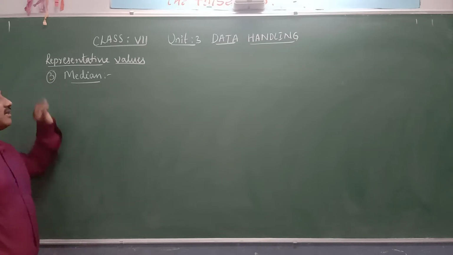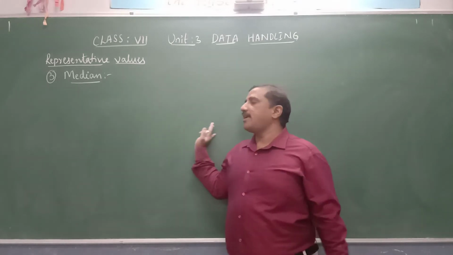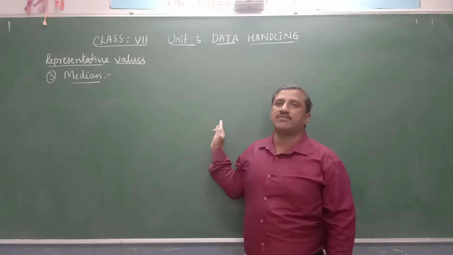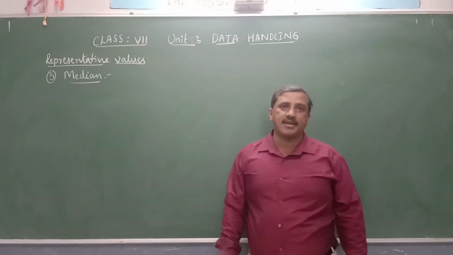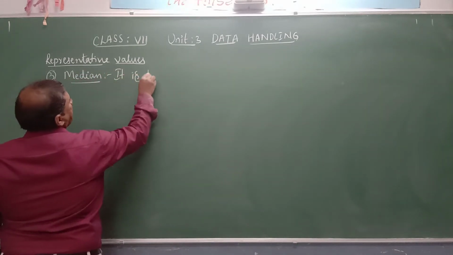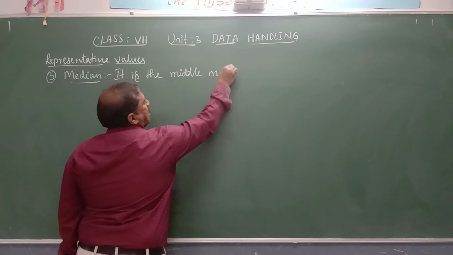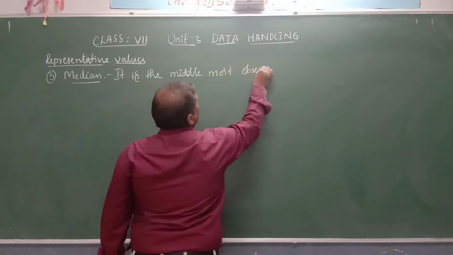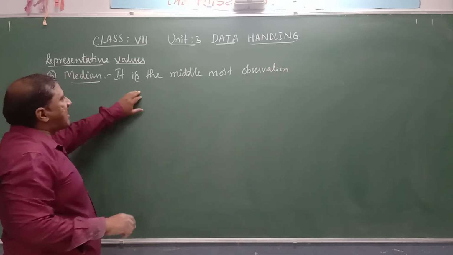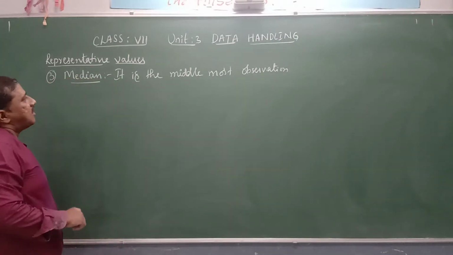Now we will discuss the third representative value, the median. What is median? How do we calculate the median of the given data? Median is the middlemost observation of the given data. So median is defined as the middlemost observation of the data.